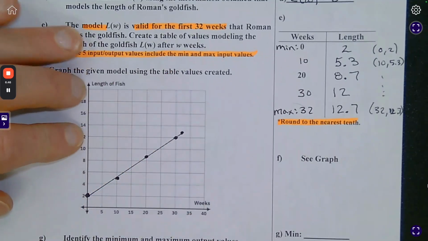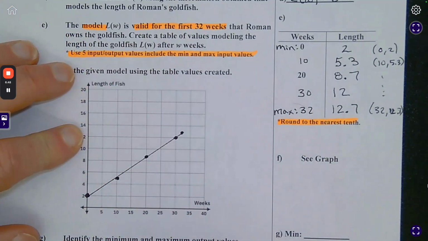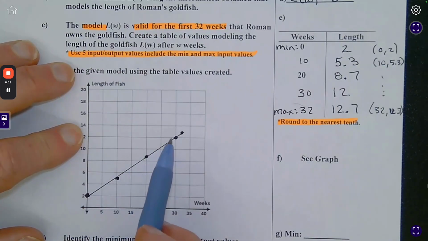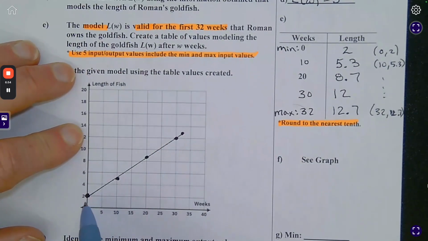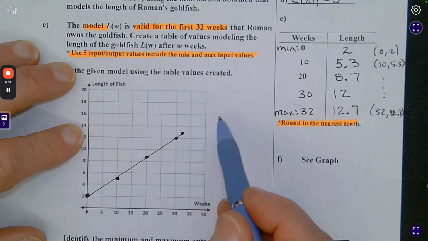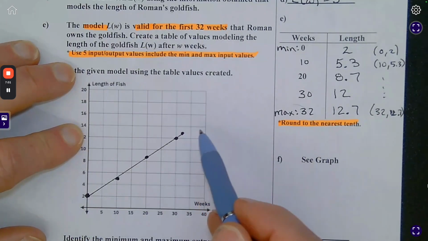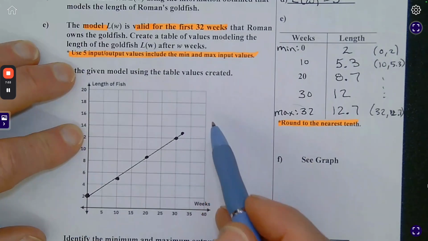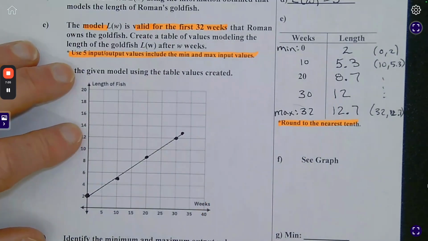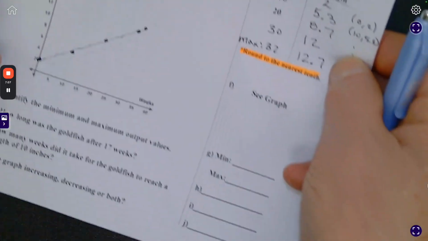Notice how I do not drive it through the minimum and maximum, right? Because the model is only good from 0 to 32 weeks. So before 0, this model doesn't make sense. After 32, this model is no longer valid. Okay, that's our graph.